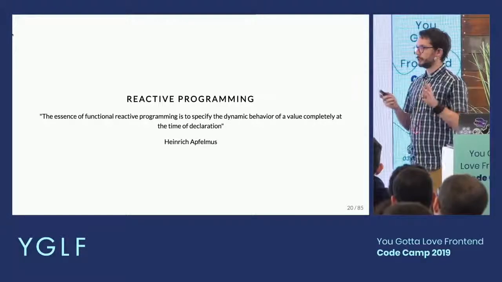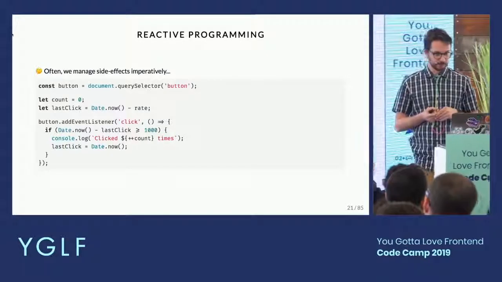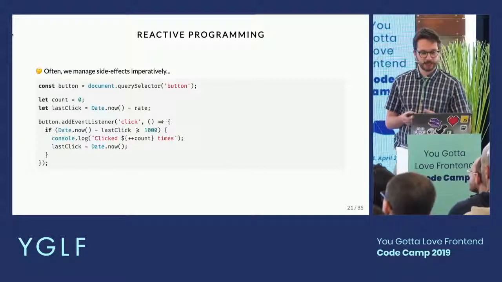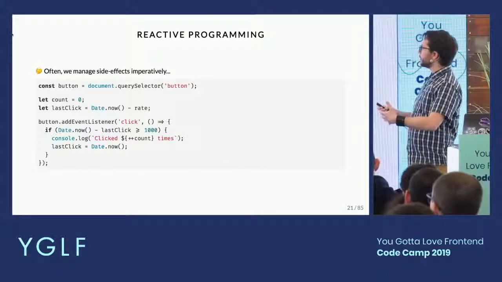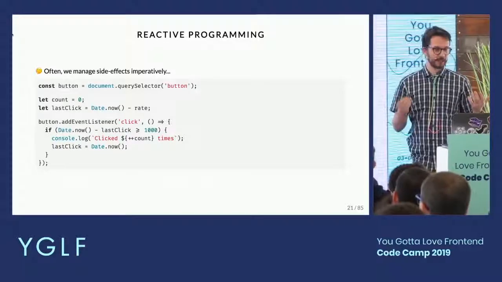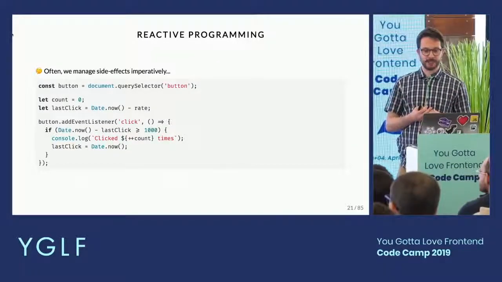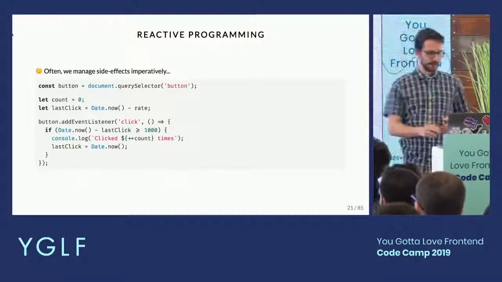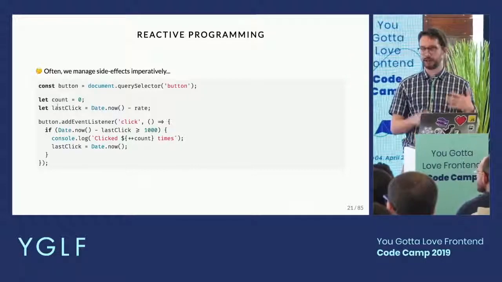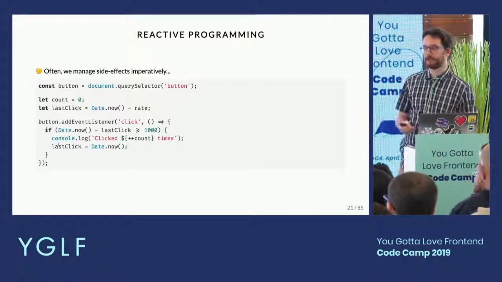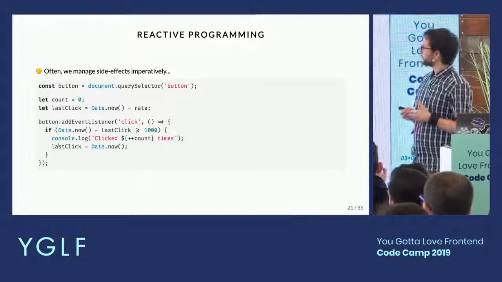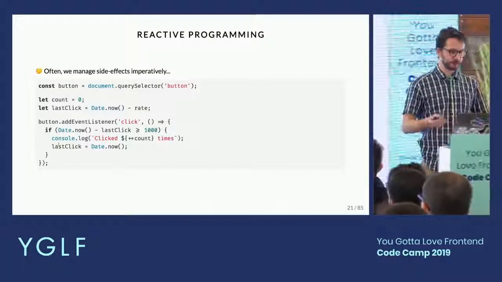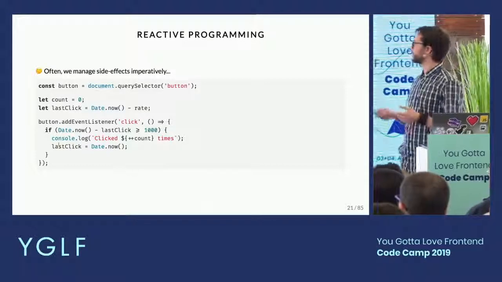That sounds a bit fake, so let's give a quick example. Often we are managing our side effects in our application in a bit of an imperative way. For example, we are printing how many times something was clicked, and we want to debounce that, and then we introduce state like when the last click was, and then we have all this imperative logic to take care of this. So there are a lot of moving parts in here, a lot of code being stateful, being hard to test.